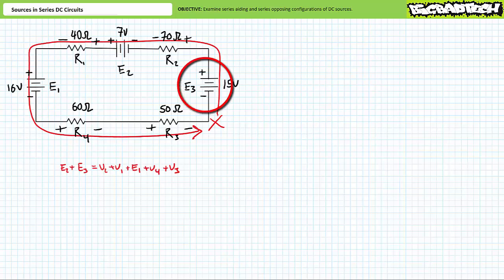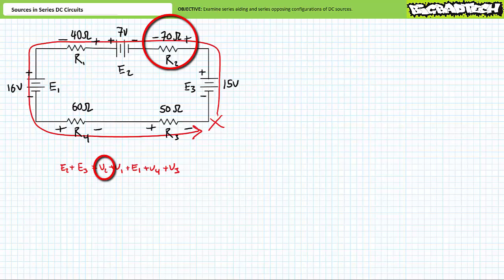We first go in source E3's negative and come out a positive. This would be considered a voltage rise. Let's put this on the left-hand side of the equation where all the rises go. We then travel through R2 in a positive and out a negative. This is a drop. Let's put this on the right-hand side of the equation where all the drops go.